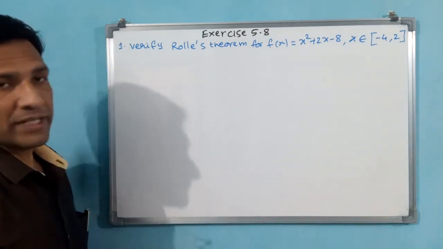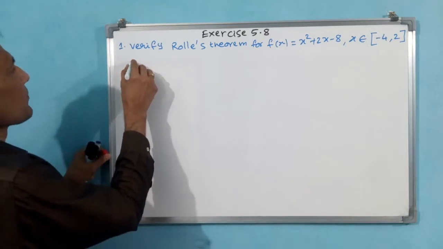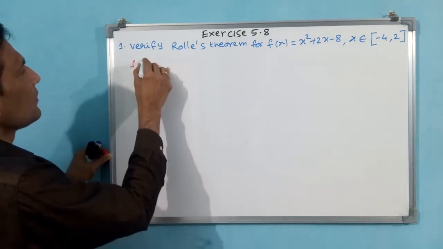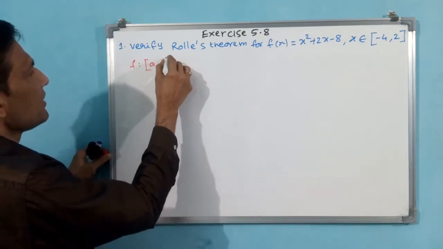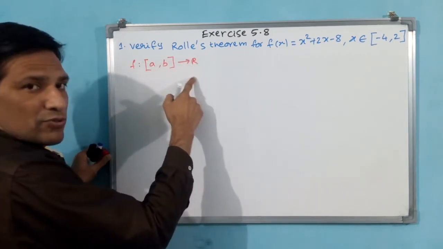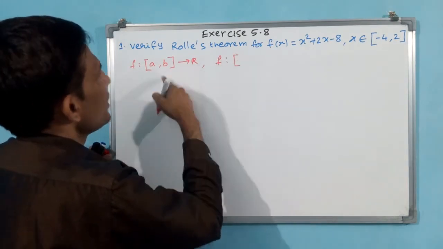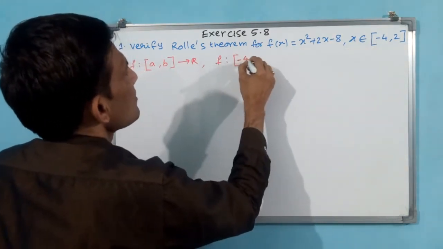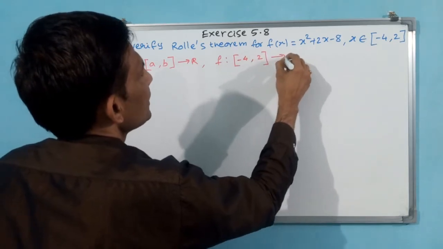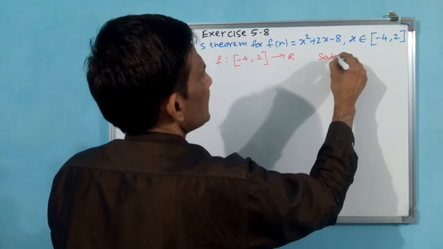See how I am proceeding. First condition for Rolle's theorem is f of a comma b, closed interval, tends to real number. That means f of a is what? Minus 4 comma 2 tends to real number. Is it satisfied? Yes, satisfied.